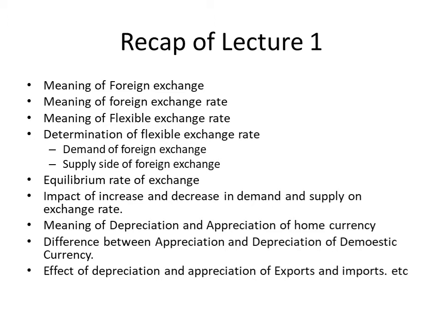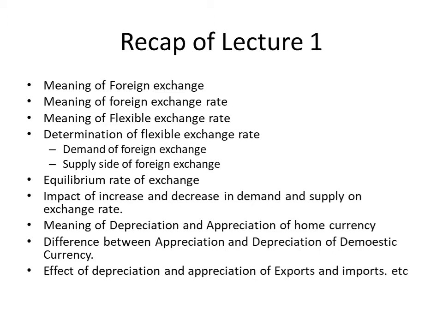Then we also discussed how the foreign exchange rate is determined. There are two sides, demand side and supply side. And just to recap, when the foreign exchange rate is low, more of foreign currency is demanded. So the demand curve slopes downward. And it is opposite for the supply side. When the rate of exchange is high, there is more inflow of foreign currency through exports and foreign direct investments in a country. So the supply curve moves upward. Equilibrium exchange rate is the rate at which the demand and supply of foreign currency is equal.